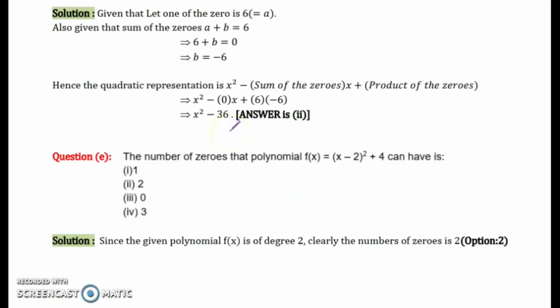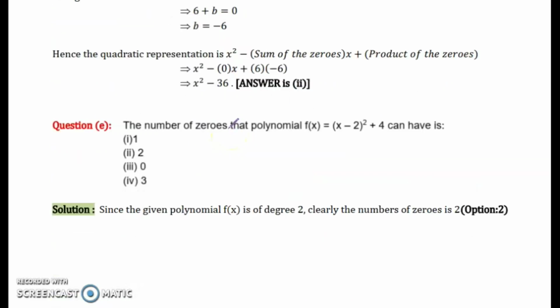Right? Next question. The number of zeros that the polynomial f of x is equal to x minus 2 the whole square plus 4 can have is, it's very simple. It is a quadratic expression. Therefore what will be the number of zeros? It is going to be 2. Therefore which is the correct answer?